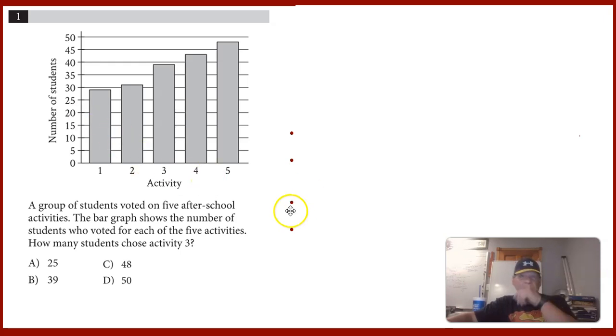Number 1 is a pretty easy problem. It's multiple choice. You have a bar graph here. On the horizontal x-axis, you have 5 different activities listed with the bars representing the number of students based on this calibrated scale over on this vertical y-axis. A group of students voted on 5 after-school activities. The bar graph shows the number of students who voted for each of the 5 activities. How many students chose activity 3?